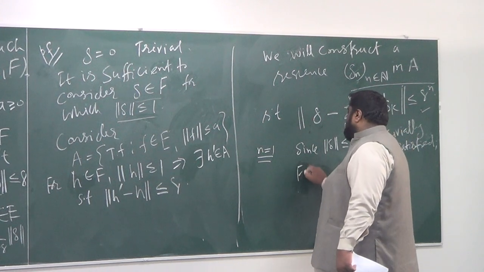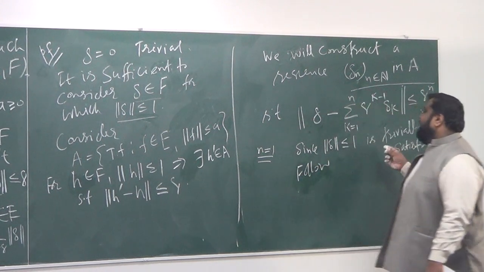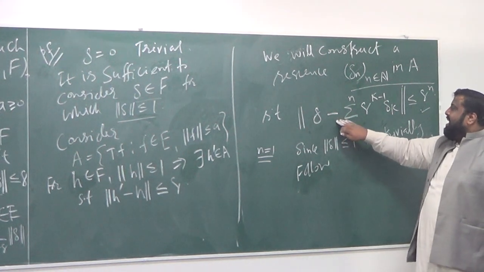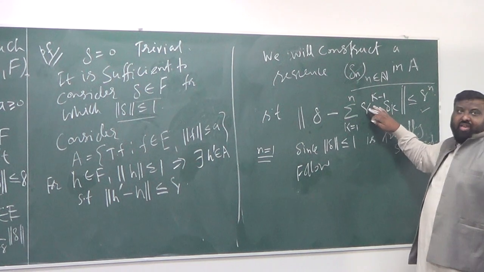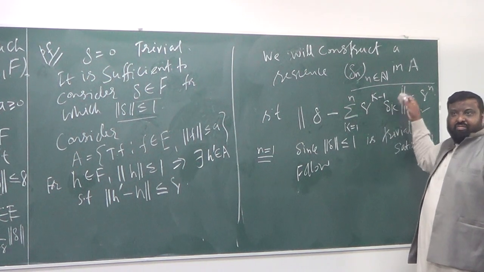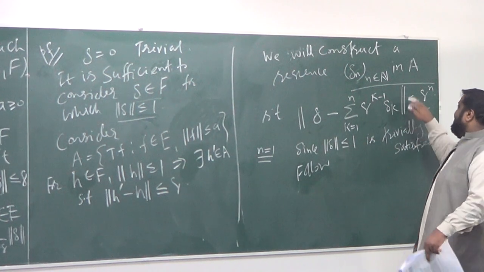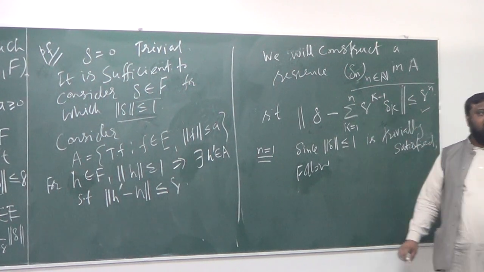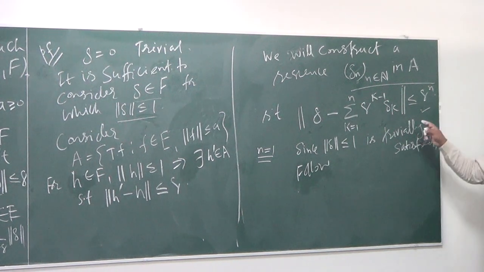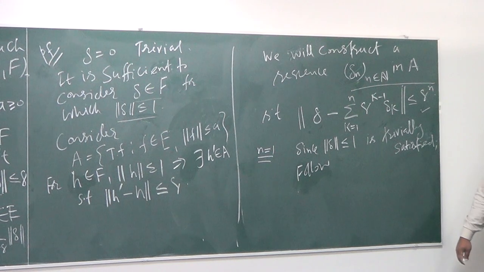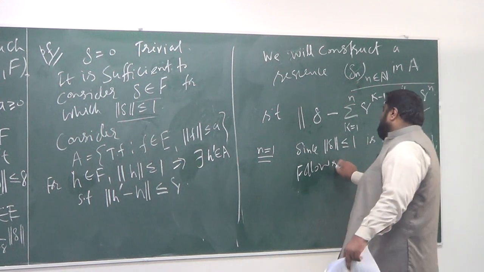Okay? Now this follows from hypothesis. Because what you need here is g minus an element from A, which we will treat as an f, Tf, such that its norm is less than or equal to q. Because we need q raised to n actually, which is q. Is it making sense? Okay. Good. So it follows from hypothesis. Trivial.